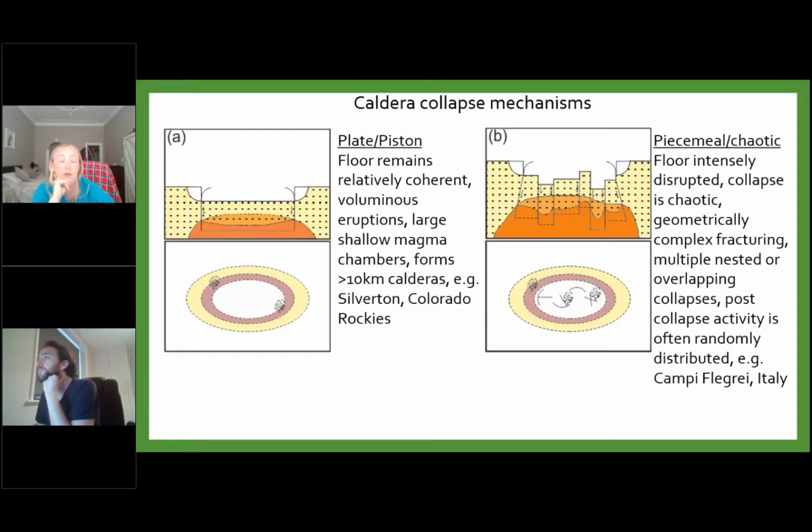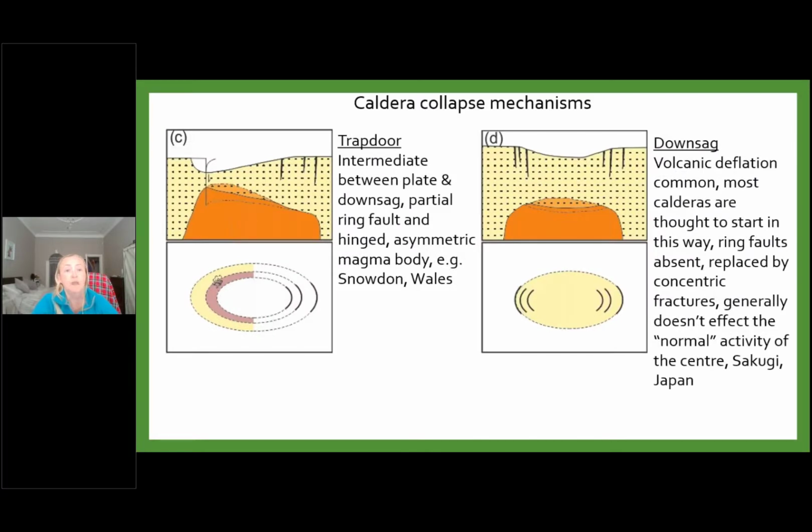Activity on the caldera floor afterwards is quite often randomly distributed. So you'll have fumaroles, geysers, volcanic eruption centres randomly distributed across the floor, and that's because the chaotic fractures associated with the collapse are feeding these eruption centres. And an example is Campi Flegrei in Italy.